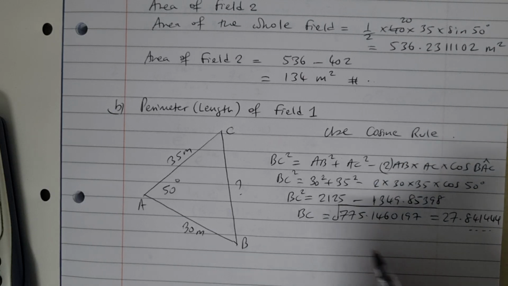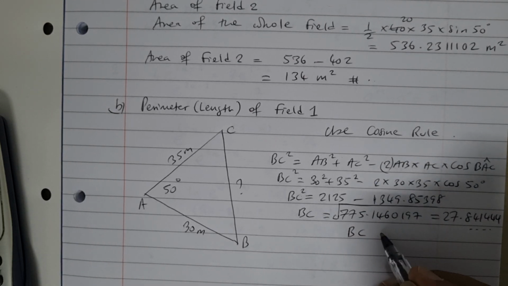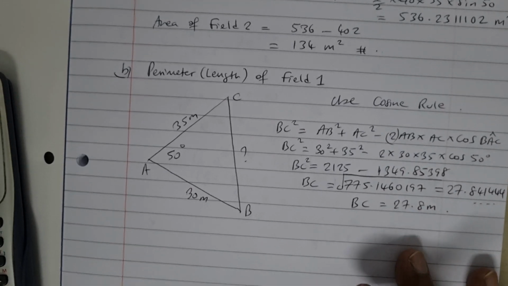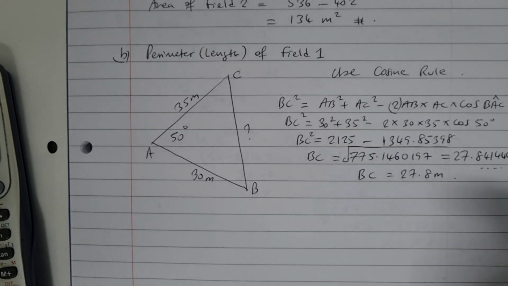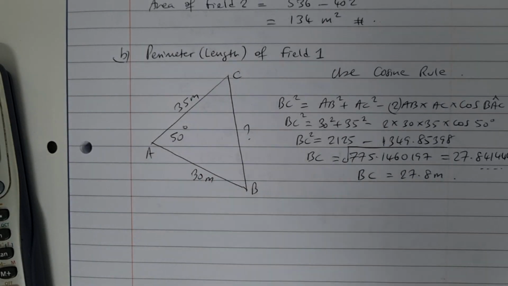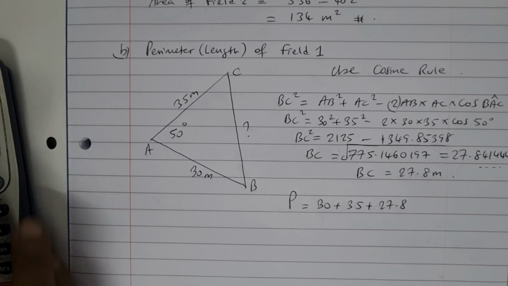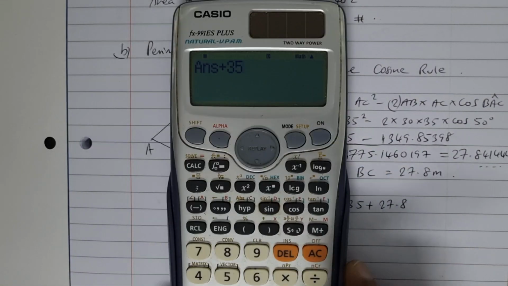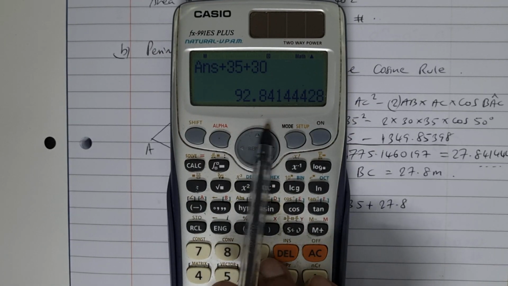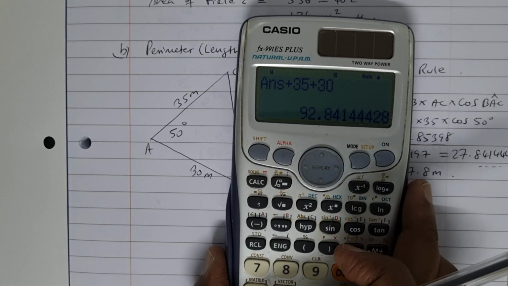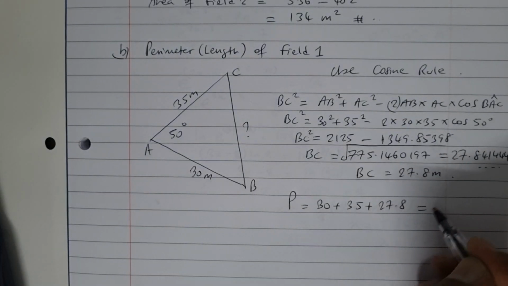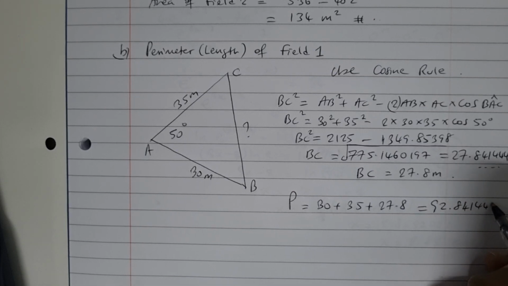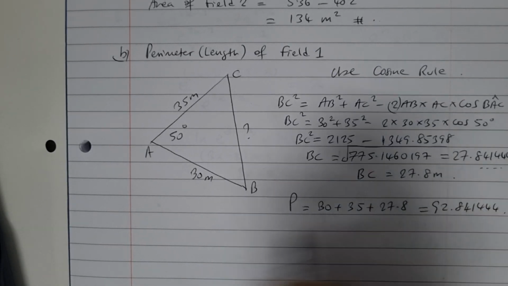And so on. So what we're saying is that BC is approximately 27.8 meters. So therefore the perimeter is going to be just the sum of the three sides that we know now: 30, 35 and this. So if we add these up, this plus 35 plus 30, that comes to 92.84144 and so on.